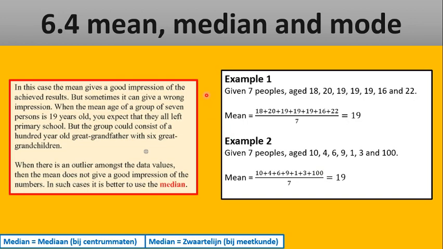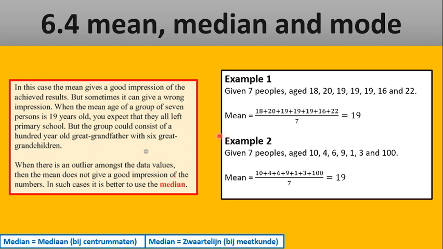However, in some cases, the mean doesn't give you a good impression of the achieved results. Take a look at the two examples that I've given you. The first, there were 7 people who are aged 18, 20, 19, 19, 19, 16 and 22. If we want to calculate the mean in this case, we're going to add them all up. The total frequency is 7, because there are 7 people. Divide them by 7, and this gives us a mean of 19. So you would think that in this case all the ages of those people are around 19.